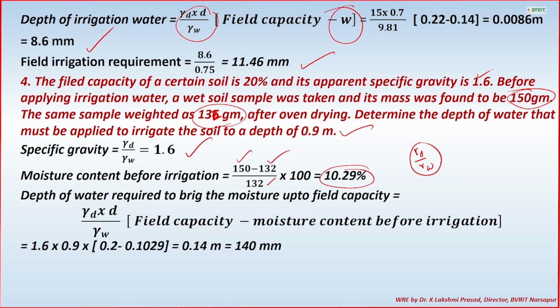Kindly remember it. Now the depth of water required to bring the moisture up to field capacity. So what is the depth of water that needs to be applied? Gamma D by gamma W into D, into field capacity minus moisture content before irrigation. So gamma D by gamma W is this, and what he has given is that the total must be applied to a depth of 0.9, 0.2.